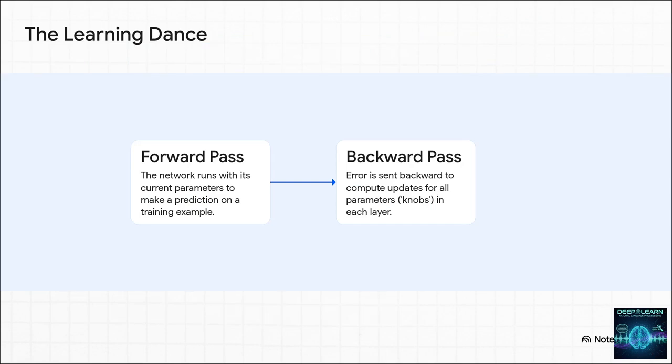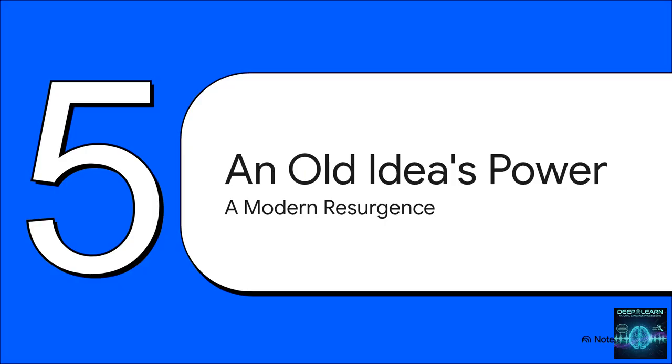So the whole learning process is this constant two-step dance. First, you have the forward pass, where data flows through the network and it makes a prediction. Then you have the backward pass, where the error from that guess flows back, telling every single one of those little knobs how to adjust itself. And the network just repeats this dance over and over and over, millions of times, getting a tiny bit smarter with every single pass.